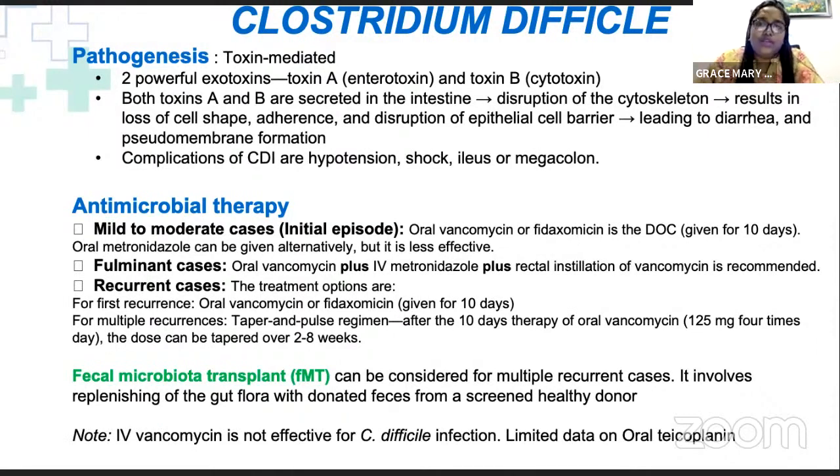Now again, IV vancomycin is not useful. Vancomycin can be used orally, but not as IV. And there are some data regarding the use of oral teicoplanin, because we usually call teicoplanin the brother of vancomycin. There are some data, but we don't have solid evidence as to whether we can fully give teicoplanin. We still do not have that much data.